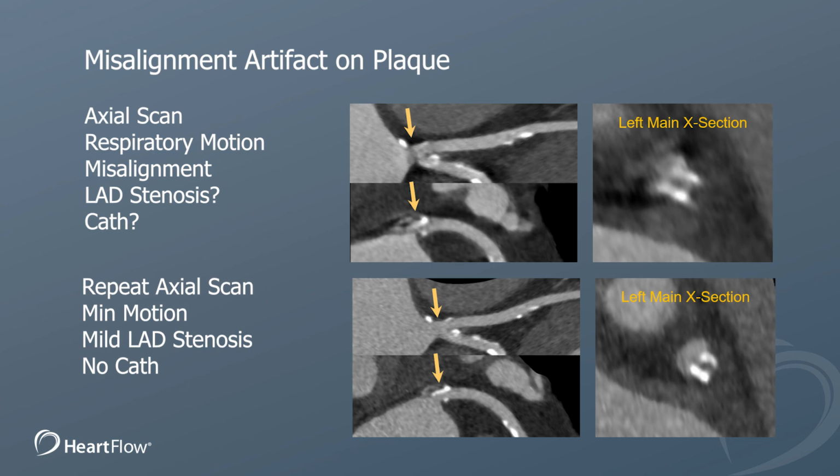In this case, you can see how by having phase specificity and selecting the right phase, which we were unable to do in the high pitch helical acquisition mode, we were able to remove the motion artifact and have a motion-free image despite a dense calcification, and determine that there was only a mild left main stenosis, and therefore the patient, for this reason, did not need a cardiac catheterization.